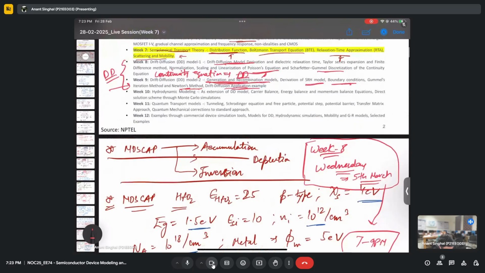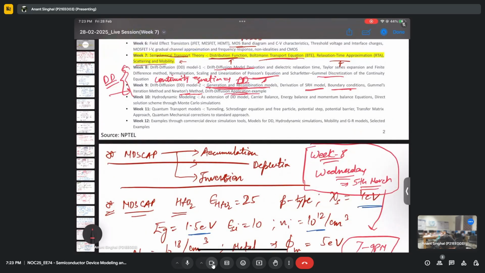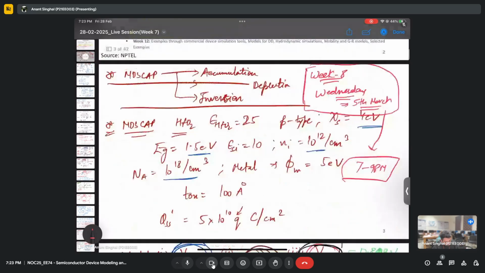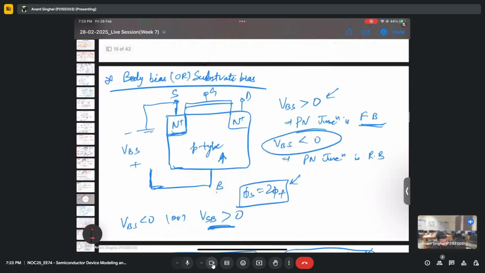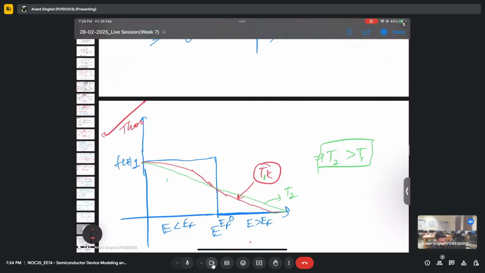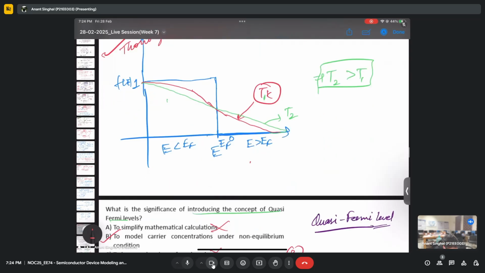In those classes we'll be covering the different diffusion models, plus some of the Boltzmann transport equation, because we have already covered the Boltzmann approximation in the second or third lecture. Week 3 dealt completely with mobility, statistics and scattering calculation, so that lecture will help you a lot. There are some derivations related to the scattering and mobility that we have done today. I have thoroughly explained the Fermi-Dirac in that class. There is some more explanation that I have not done today, but you can check that class.